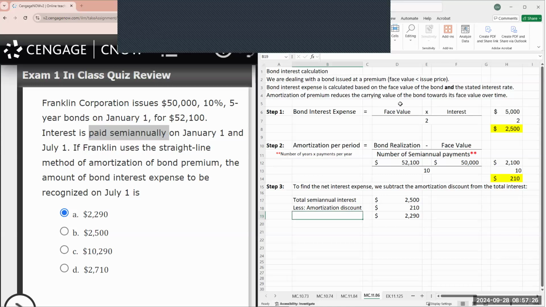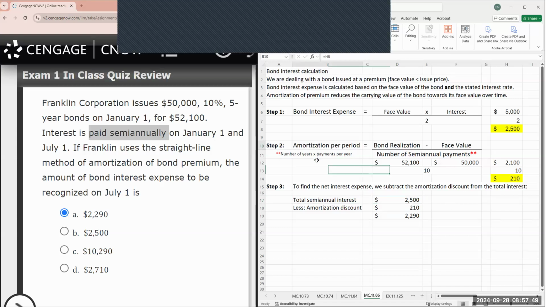All right. So again, I'll go over this quickly. The bond interest expense is essentially the face value of 50,000 multiplied by the interest rate of 10%. This lets us know that we are going to be paying $5,000 in interest annually. But payments will be made twice a year, so that is why we divided by 2. So 5,000 divided by 2 gave us 2,500, and that represents our total semi-annual interest.